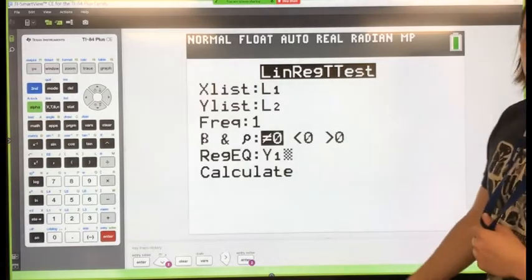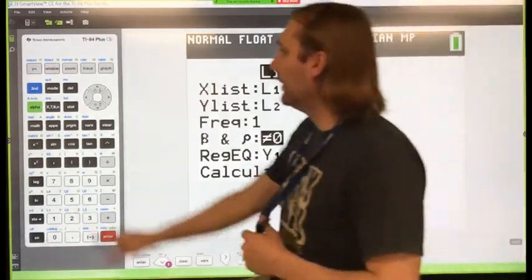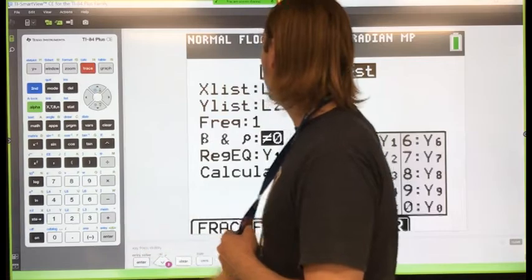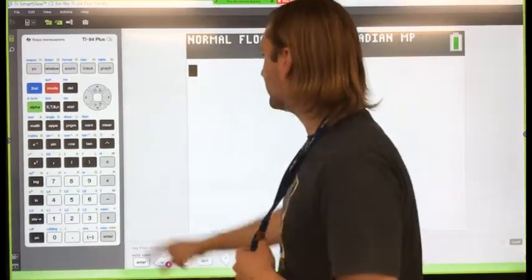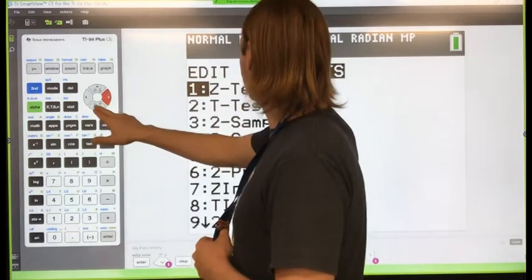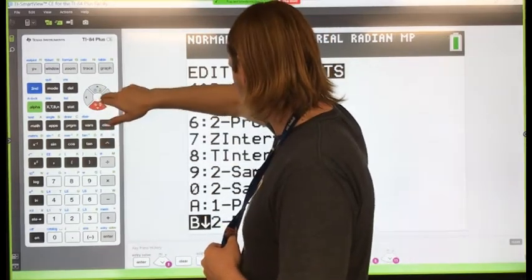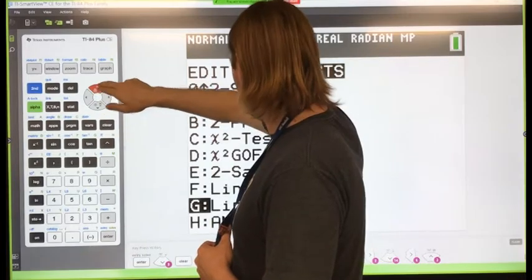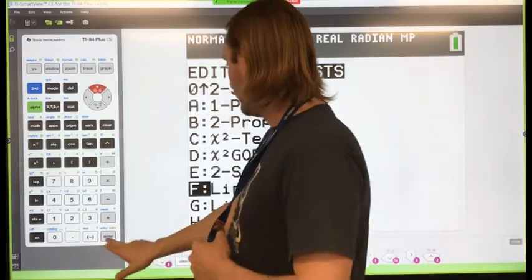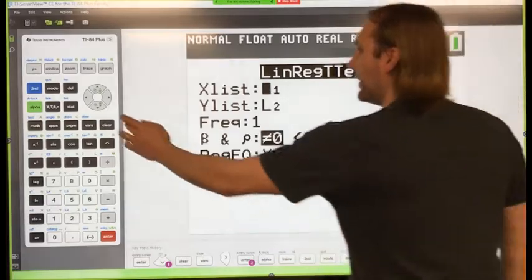You can just use alpha trace. Alpha trace, or you could do that. Genius. That is genius. I forgot about that. Let's do it the hard way. Oops. Okay, just go up. I can't go up. Good. And calculate.